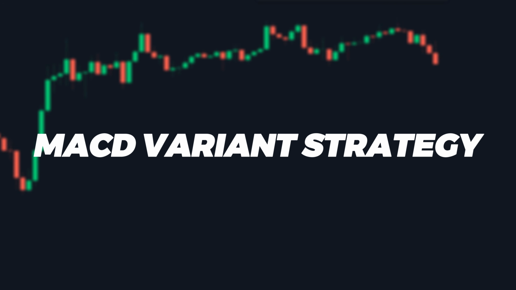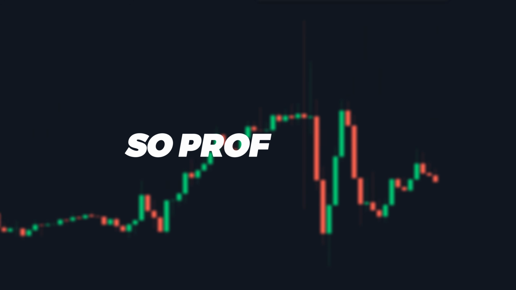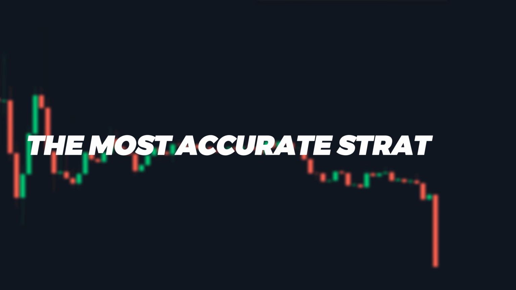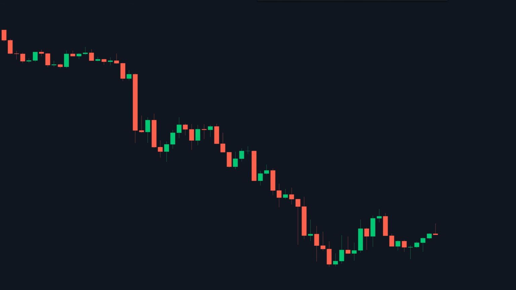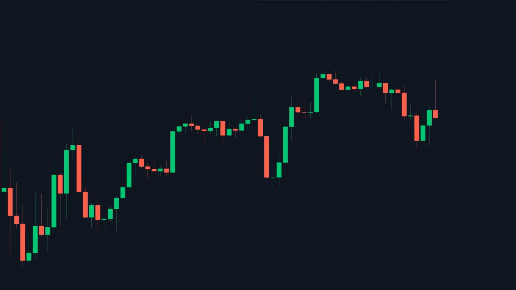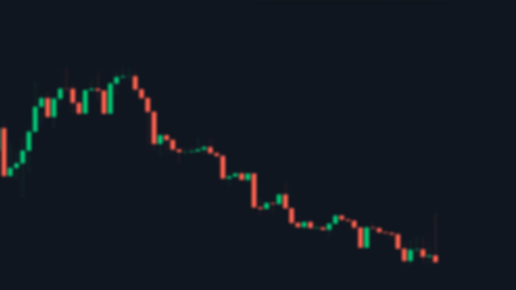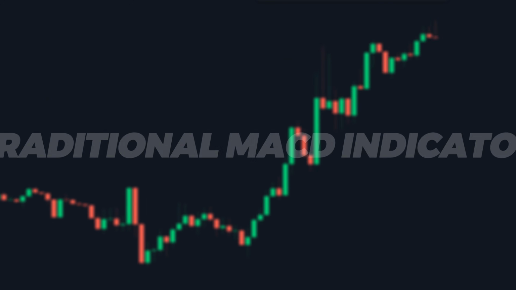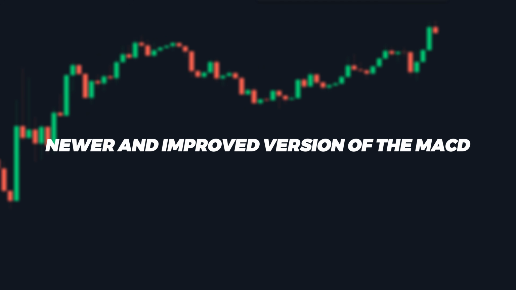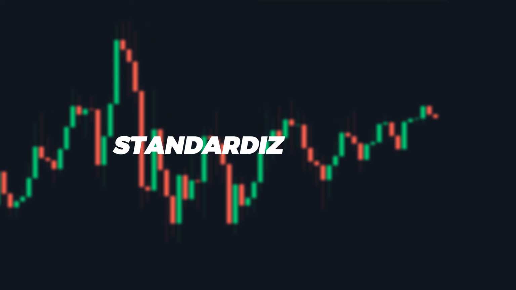This MACD variant strategy I'm about to show you is so profitable that it was actually the most accurate strategy that I came across this entire year. And when I say MACD variant, it basically means that this strategy doesn't use the traditional MACD indicator. Instead, it uses a newer and improved version of the MACD called standardized MACD.